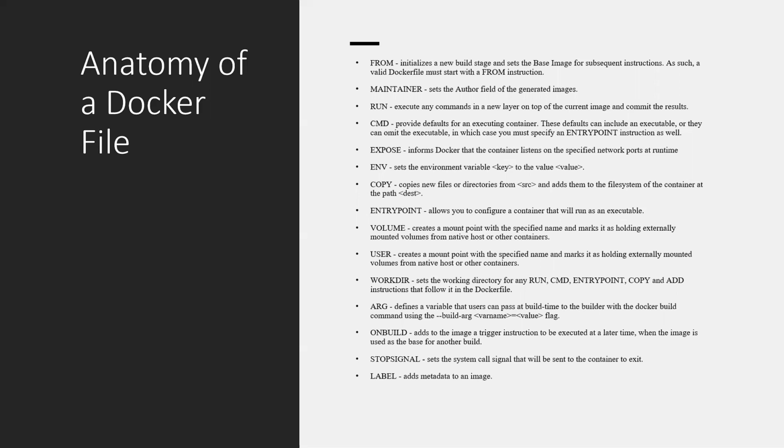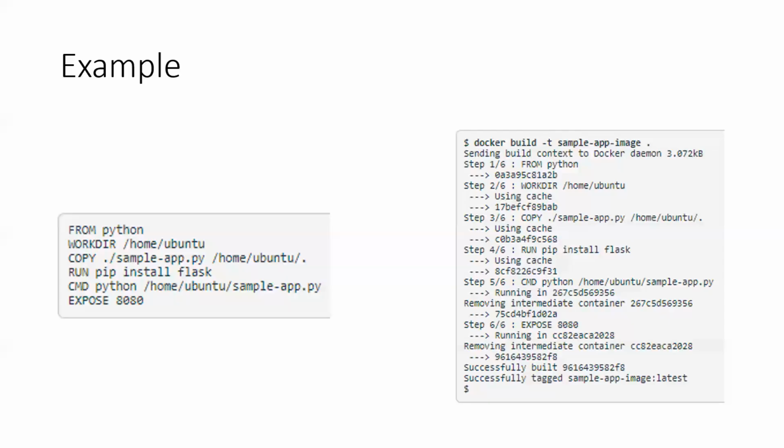So let's put some of these into an example. Here is an example of a Dockerfile that containerizes a Python application. So: FROM python, WORKDIR /home/ubuntu, COPY, and then RUN, CMD, and then EXPOSE. What does it mean? The FROM command installs Python in the Docker image. It invokes a Debian Linux-based default image from Docker Hub with the latest version of Python installed.